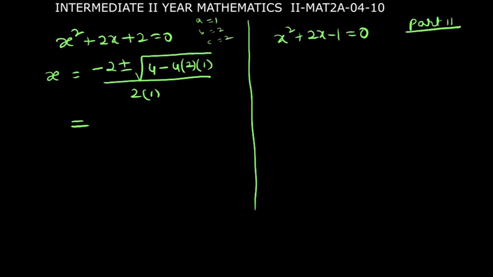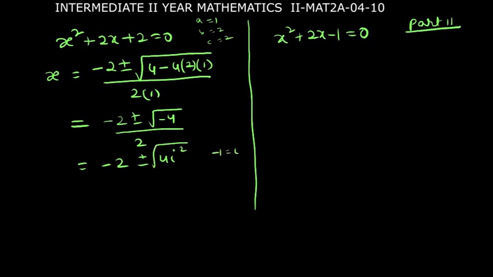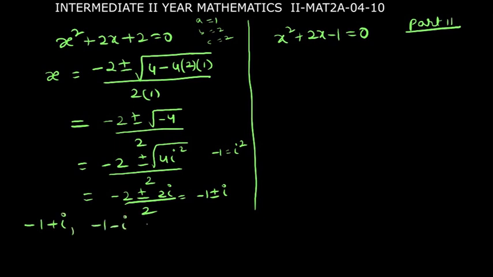So from here, what do we get? -2 plus or minus under root 4 minus 8, so -4, by 2. That is -2 plus or minus 4i square, since -1 can be written as i square, by 2. So this is equal to -2 plus or minus 2i by 2, which is -1 plus or minus i. So what are the roots? -1 plus i is one root, and -1 minus i is the other root.